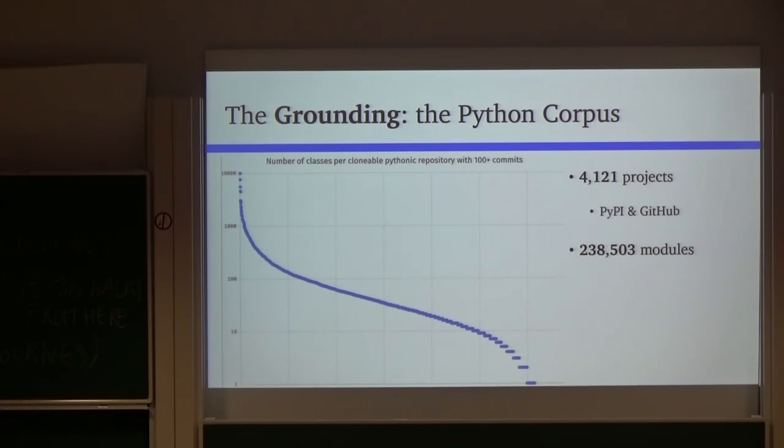So the 4,000 projects that we could work with, 200,000 modules, 500,000 classes, and finally 32,058,823 lines of Python code. Isn't that great? It's a lot.